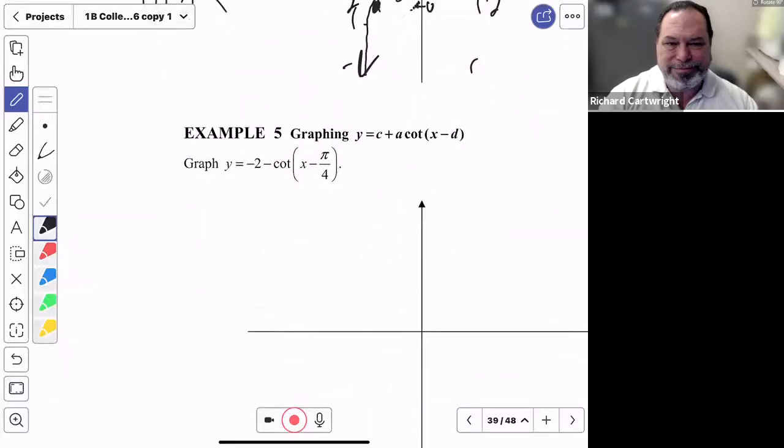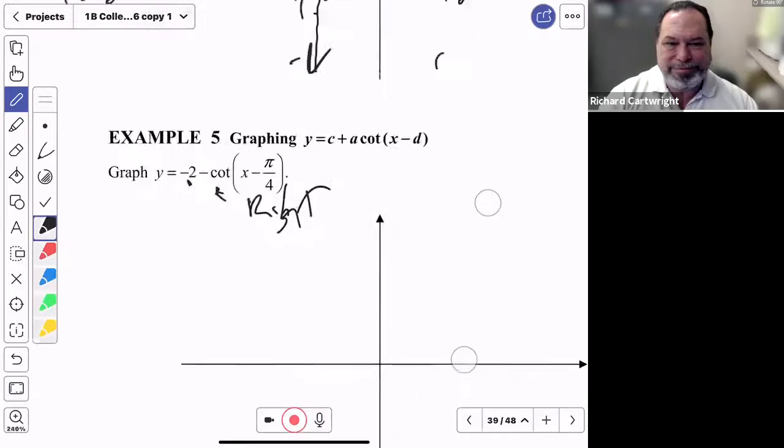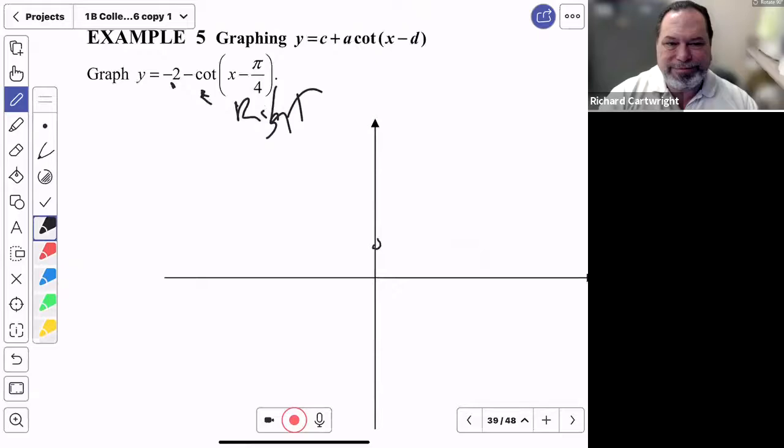The only difference here, it flips the cotangent, therefore it looks like it's a tangent, and it's shifting to the right pi over 4. So what used to be 0 is now pi over 4. And so it was a cotangent graph. So that's an asymptote here, and this is an asymptote here. And cotangent usually falls, but because there's a negative in front, I think it rises as well. You could find the middle.